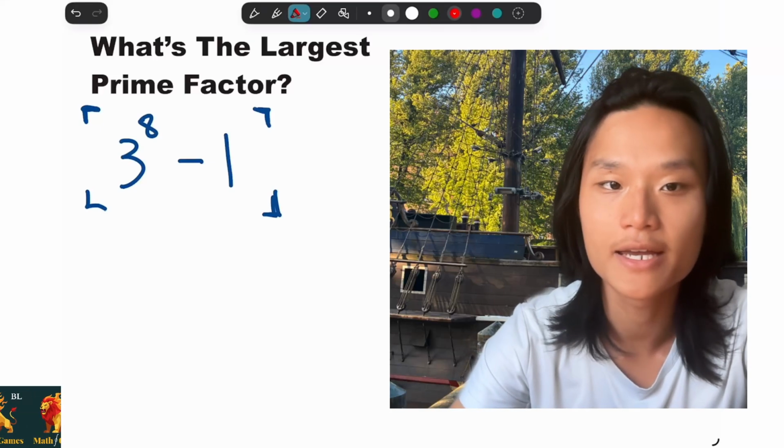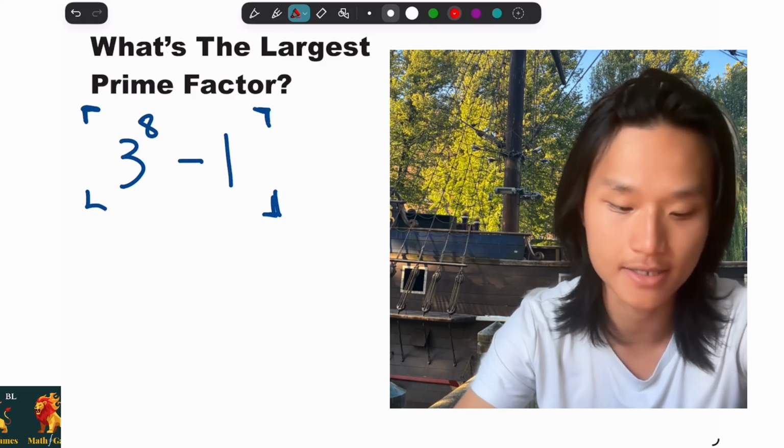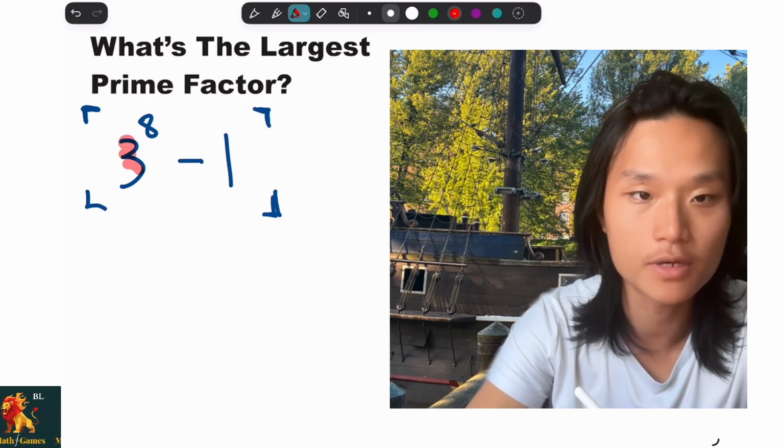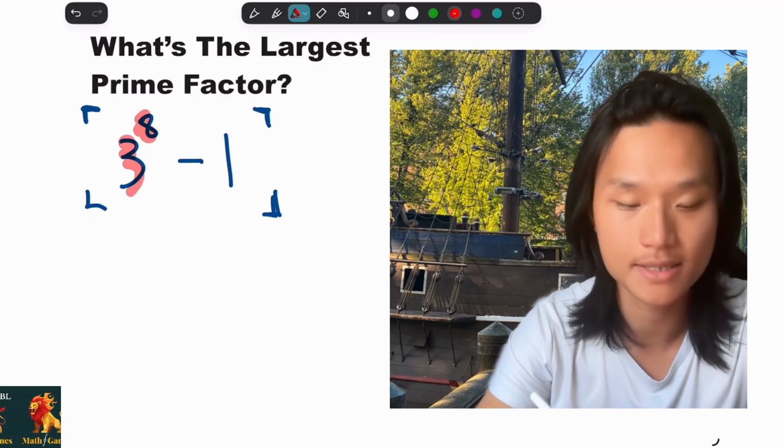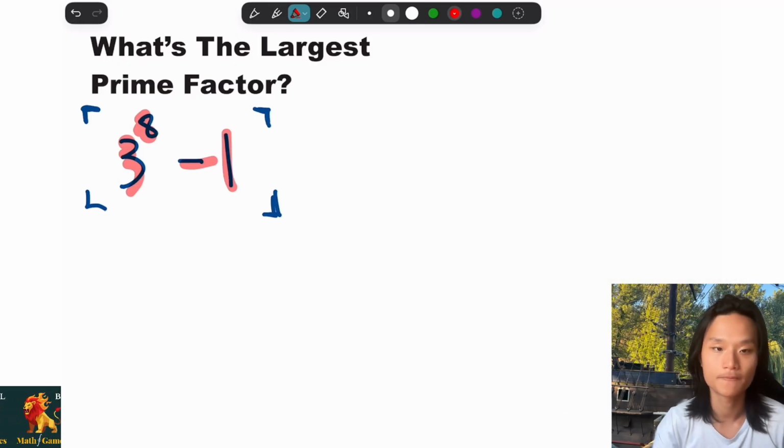Hey, it's Barry, and today I want to show you how to find the largest prime factor of the expression 3 raised to the power of 8 minus 1. So let's take a look.